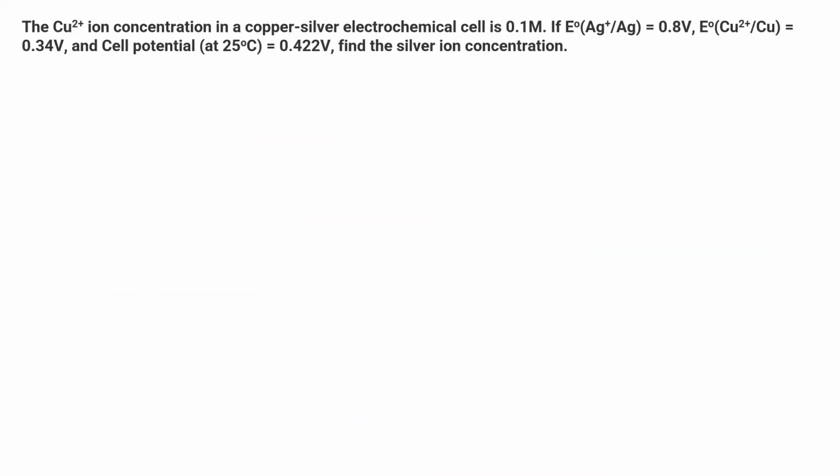Coming to the next question. The copper 2 plus ion concentration in a copper silver electrochemical cell is 0.1 molar. If E naught for the silver ion reduction to silver is 0.8 volt and copper 2 plus ion reduction to copper is 0.34 volt, the cell potential at 298 Kelvin or 25 degrees Celsius is 0.422 volt. Find the concentration of silver ions.